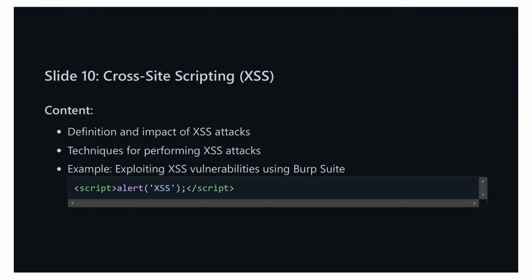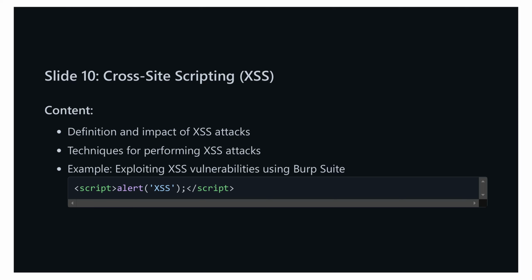These can include reflected, stored, and DOM-based XSS. Understanding these techniques is crucial for identifying and mitigating vulnerabilities in your applications. Finally, we'll go through an example of exploiting XSS vulnerabilities using Burp Suite, a popular tool for web security testing. Consider a scenario where a script such as <script>alert('XSS')</script> is injected into a vulnerable web application, leading to a pop-up alert. This emphasizes the immediate risk posed by XSS vulnerabilities.